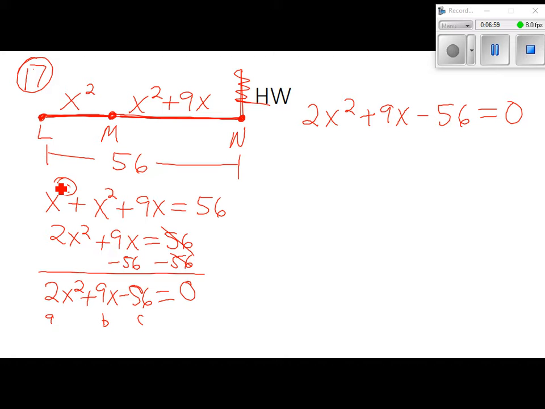Whenever you have this little 2 in a problem to start with, guess how many solutions you should have? 2. What if our exponent was a 3? Guess how many we should have? 3. If it was a 4, guess how many? 4. So on, so on, so on.